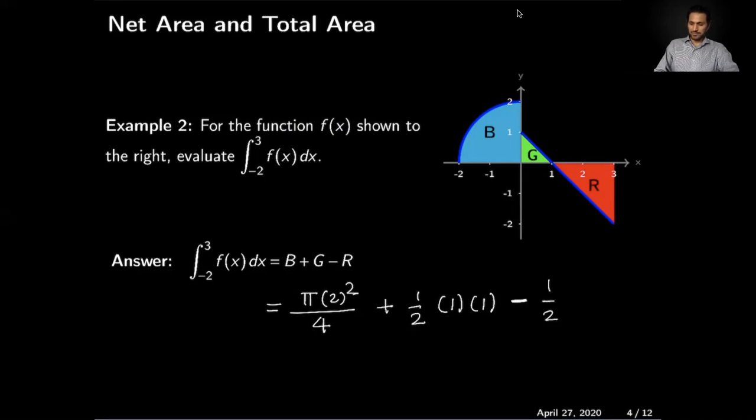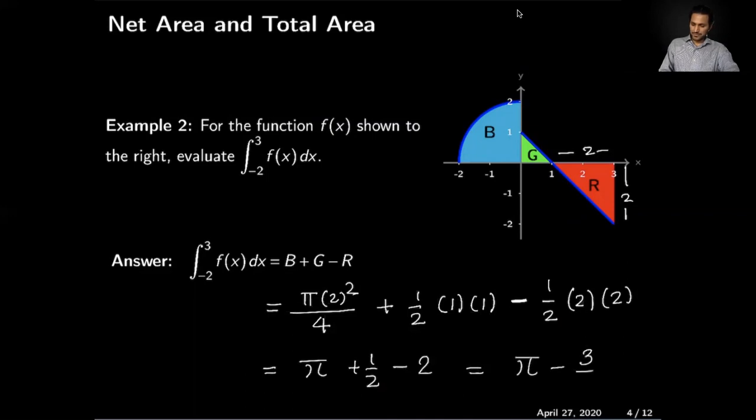So 1/2 times the base, which is 2 units, and the height is also 2 units. So if I simplify this, this gives me pi, this gives me 1/2, and this gives me 2. Therefore, this will be pi minus 3/2. This is the net change of the function f(x) from -2 to 3, which is also known as the definite integral of the function from -2 to 3.